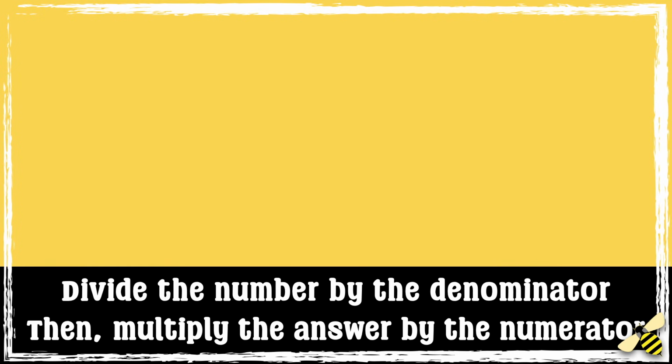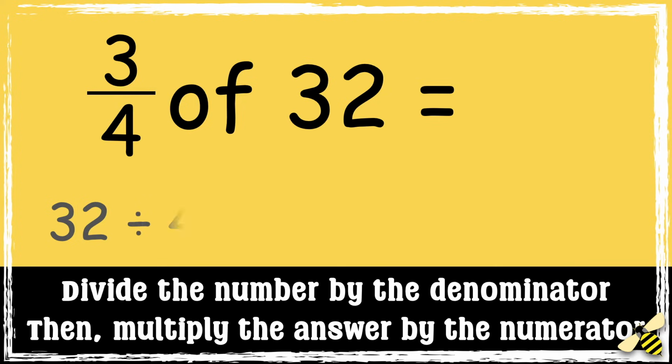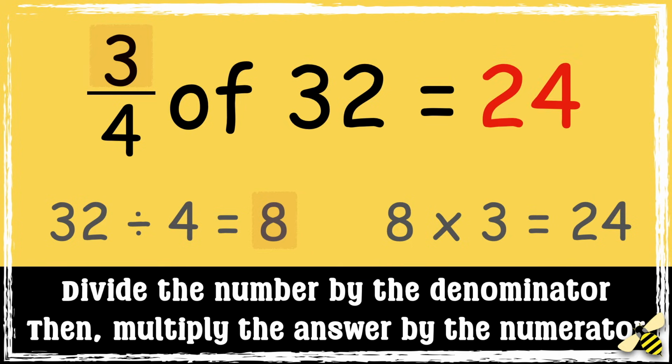Now let's look at 3/4 of 32. 32 divided by 4 is 8. So 8 times 3. 8 times 3 is 24. So the answer is 24.